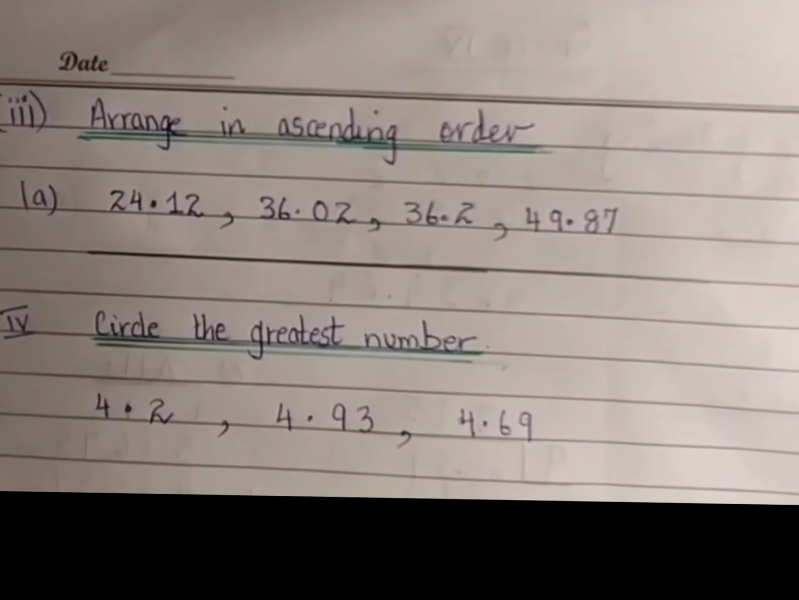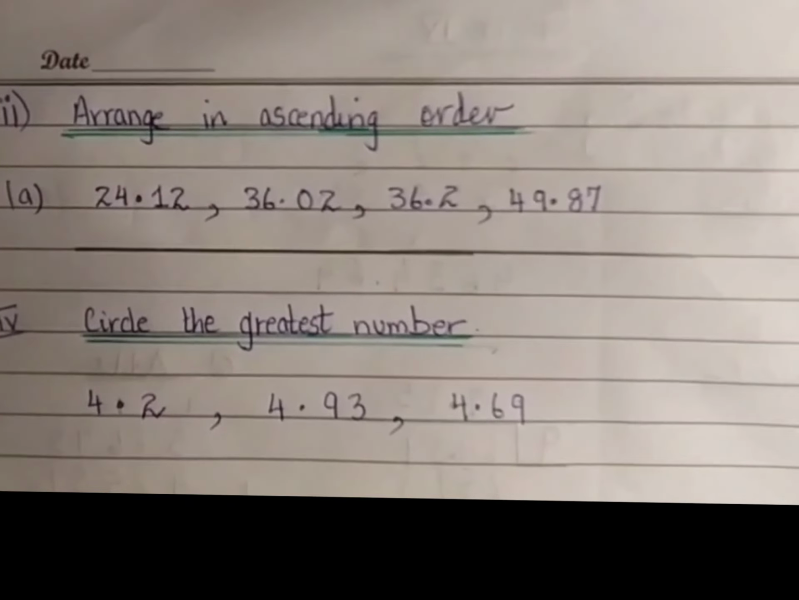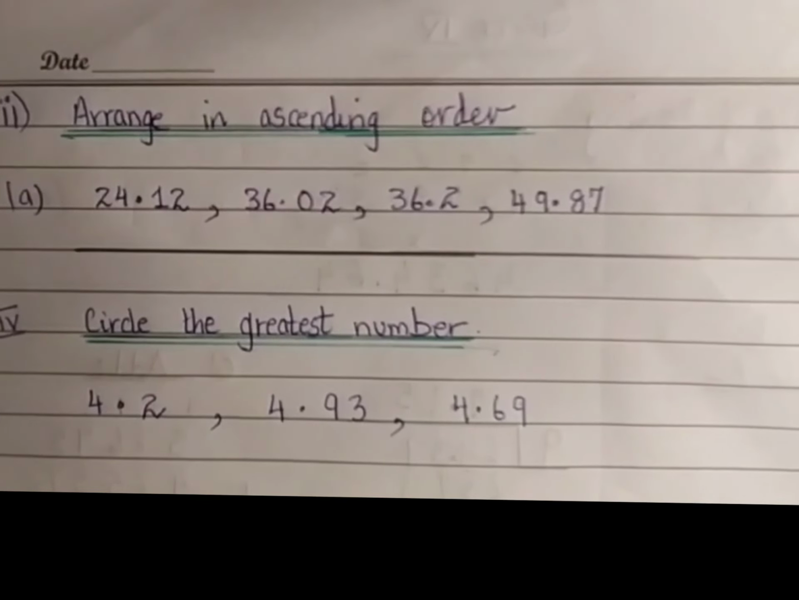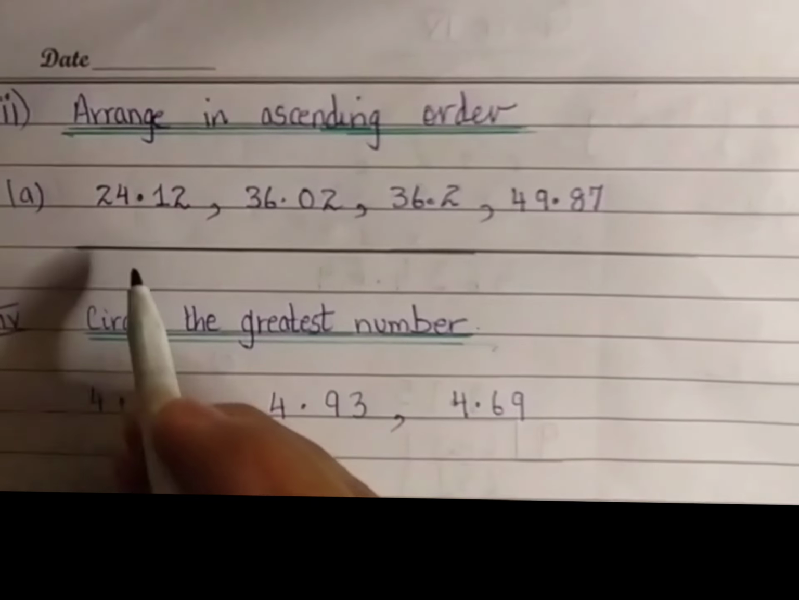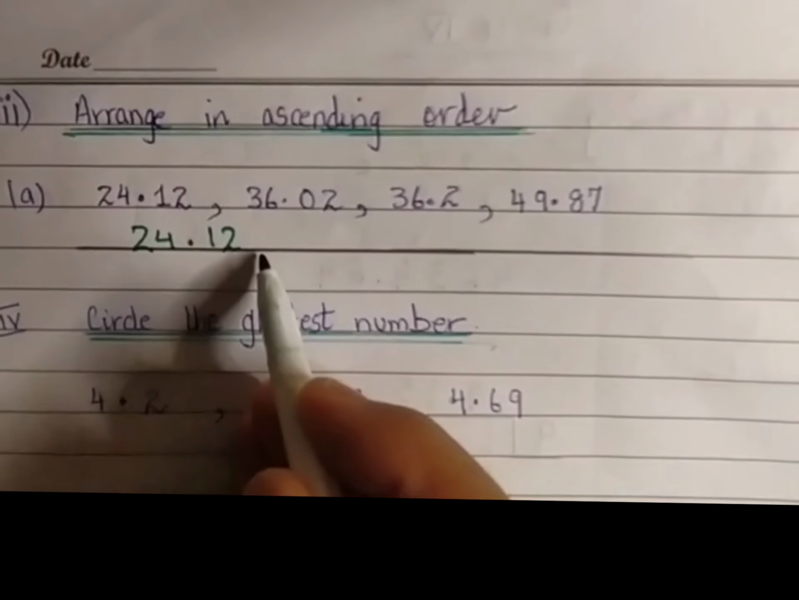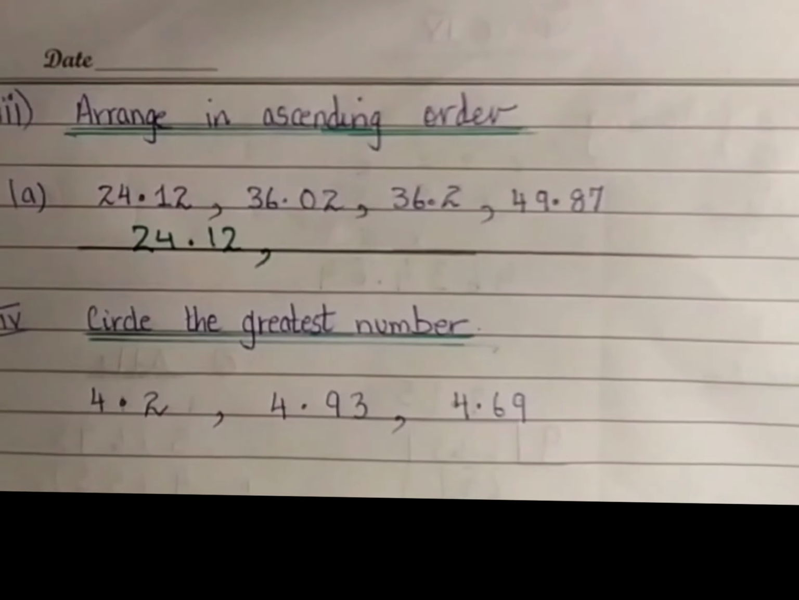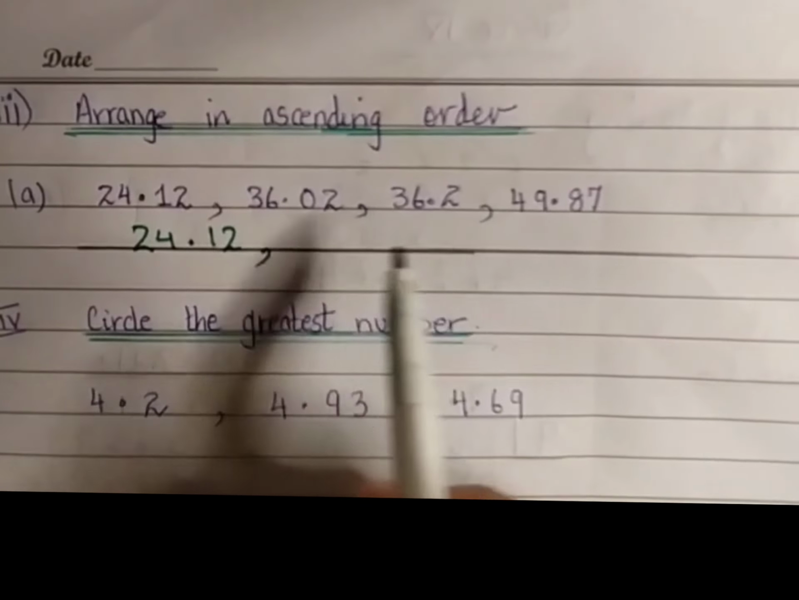All right. Arrange in ascending order. Ascending means smallest to biggest. So let's pick the smallest number here: 36, 24, 36 and 49. I can just see the smallest figure is 24.12. Now let's move on to the three figures.